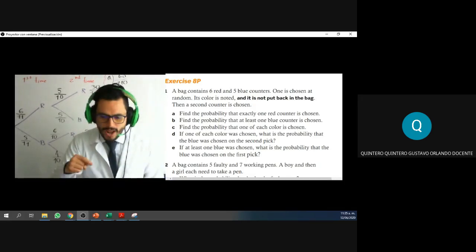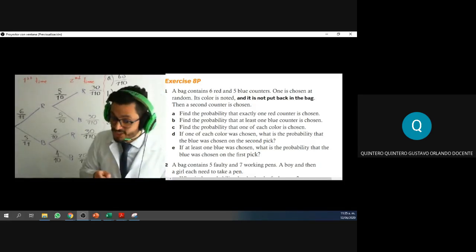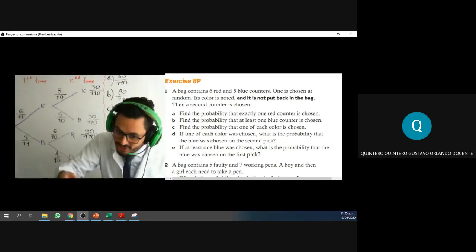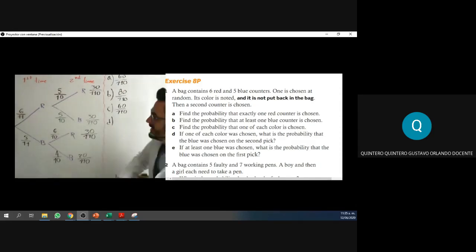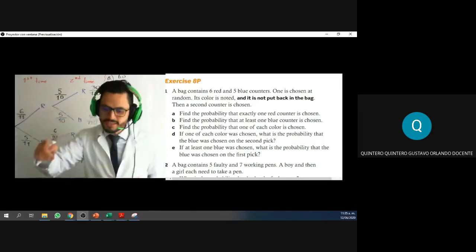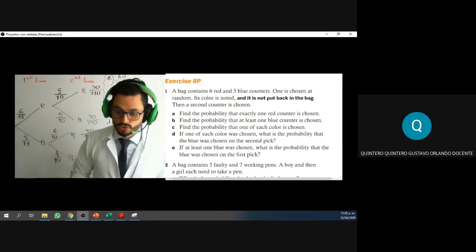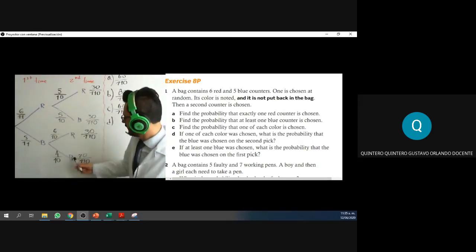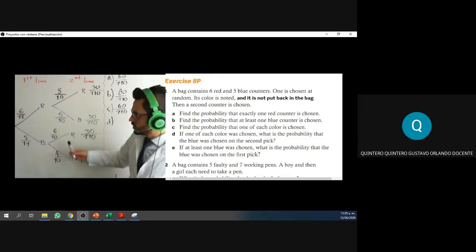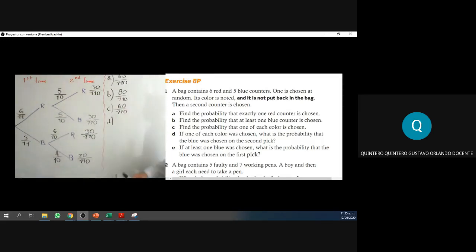Question D. If one of each color was chosen, that's our condition. We have an if. That's a conditional probability. So one of each color was chosen, meaning this is the condition, right? What is the probability that the blue was chosen on the second pick? So this over this, right? Let me write it here. 5 over 10 over 60 over 110.